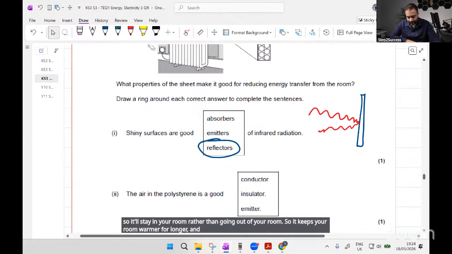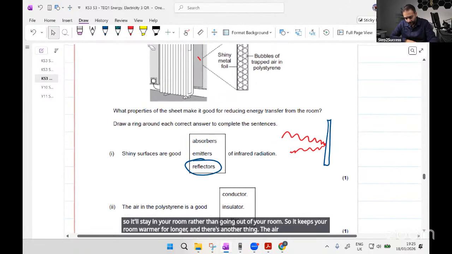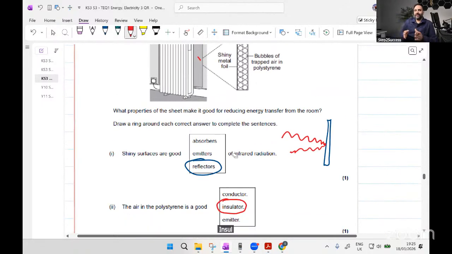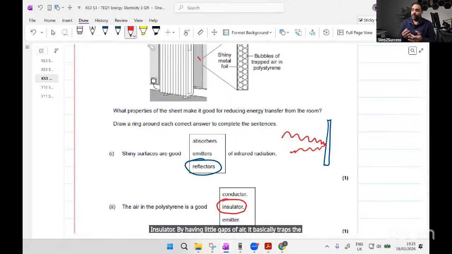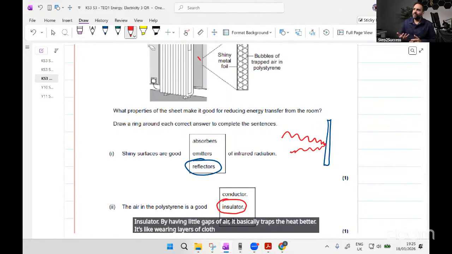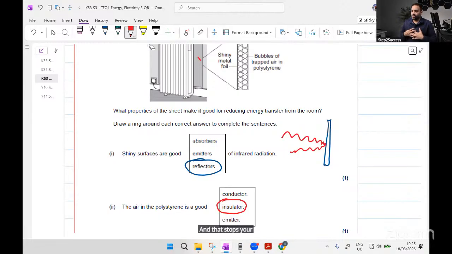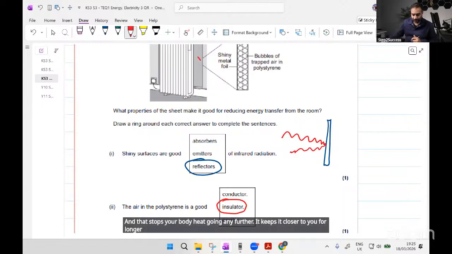And there's another thing. The air is a good insulator. By having little gaps of air, it basically traps the heat better. It's like wearing layers of clothes. Why are two layers of clothing better than just one layer of clothing to keep you warm? It's because you have an air gap in the middle of those two pieces of clothing, and that stops your body heat going any further. It keeps it closer to you for longer. So that is what the answer to that question is.